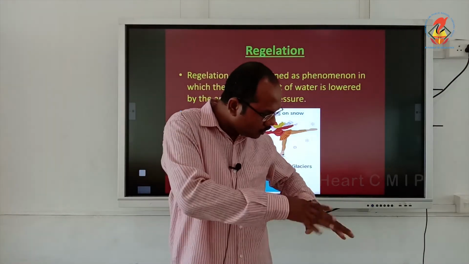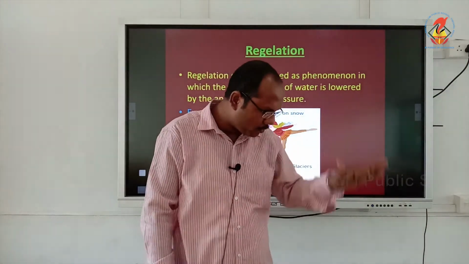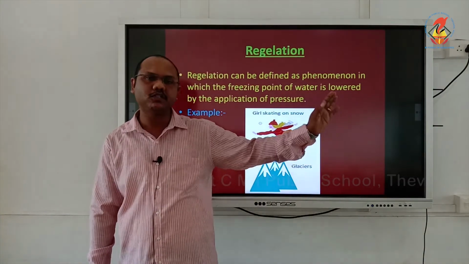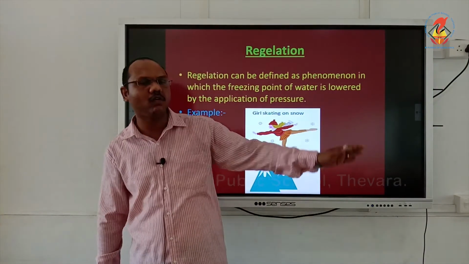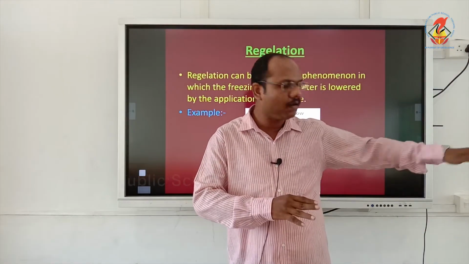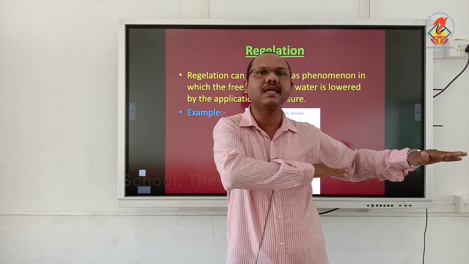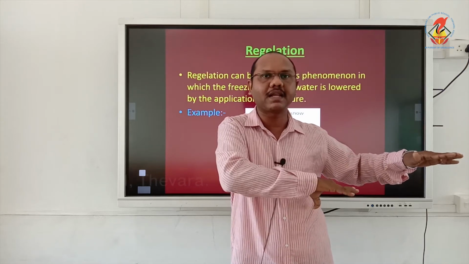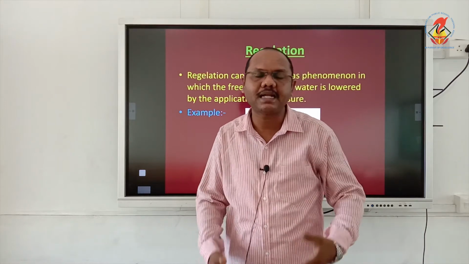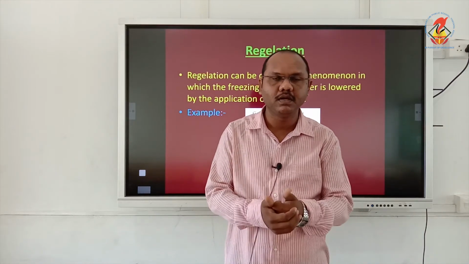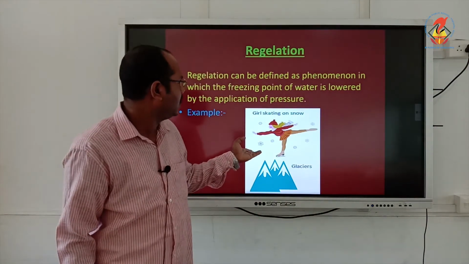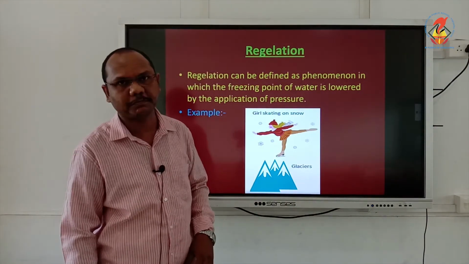So that is why you won't see water, but the moment when the girl presses the snow, that portion becomes water, and through that water she will glide, skate through that, and as the girl passes by, this portion will again be of normal pressure, it will regulate. That means it will refreeze back to ice. So that's the condition. The same thing. So here we told about regulation.